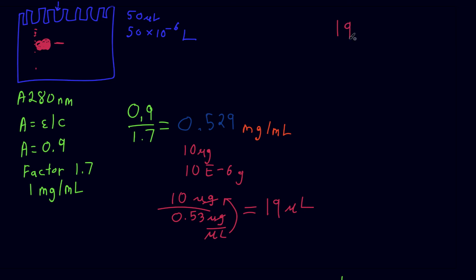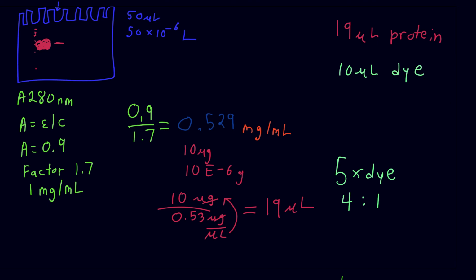So we have 19 microliters of our protein, and we also need to add a dye, and this is a, sorry, 5X dye. So what that means is for every 4 of our sample, it's a ratio to 1 of the dye. So if we have 50 microliters, that's really easy. We need 10 microliters of dye. And then it's just simple math. So we're going to need 21 microliters. In this case, we just use water. And so that's going to be 50 microliters total. And then that's what we're going to run on the gel.